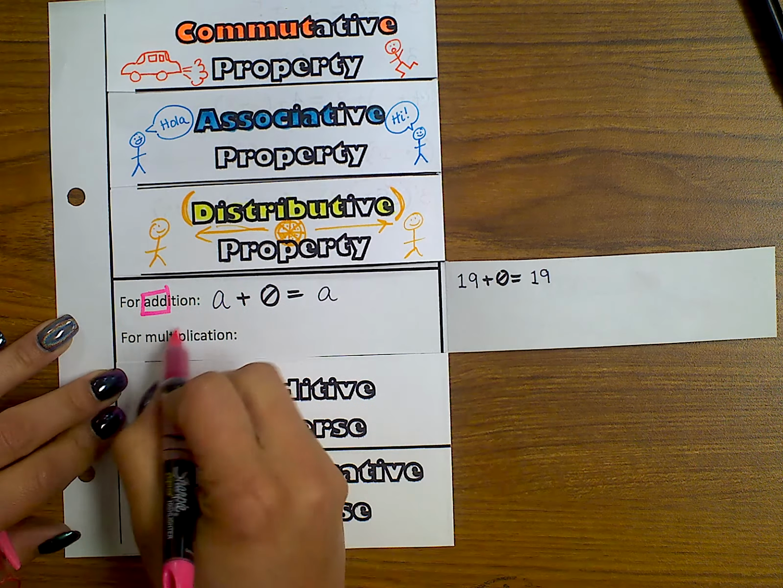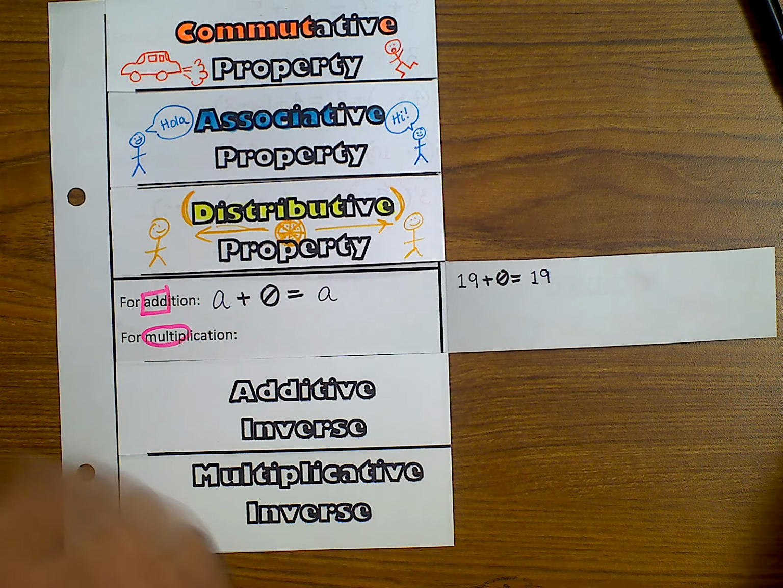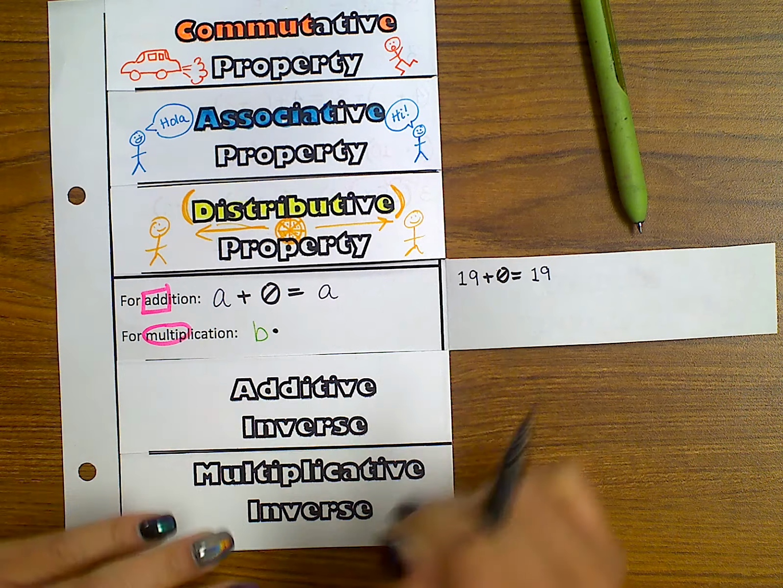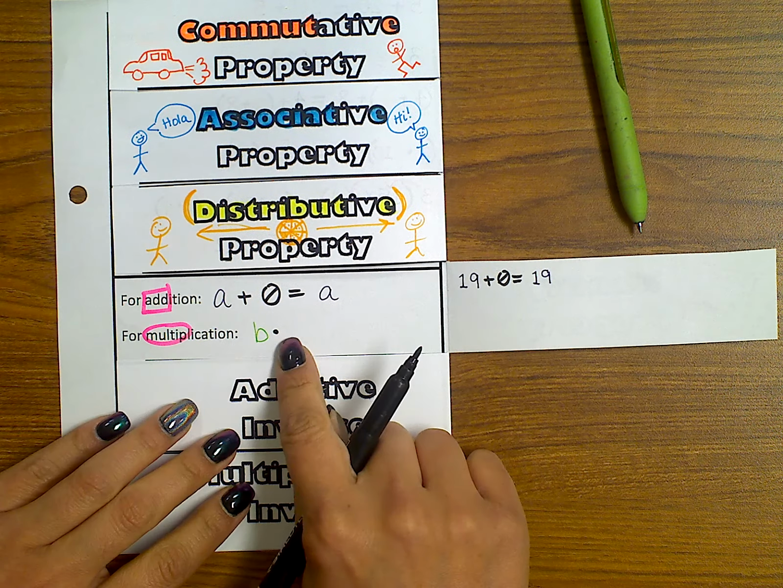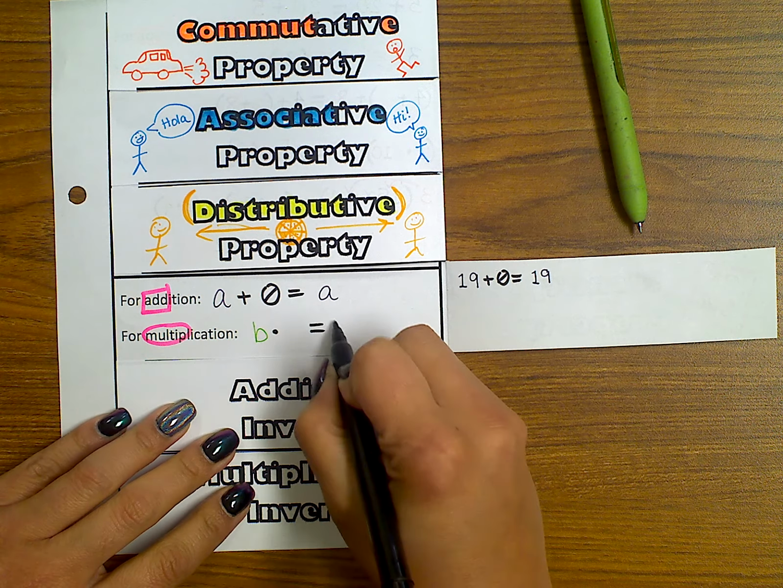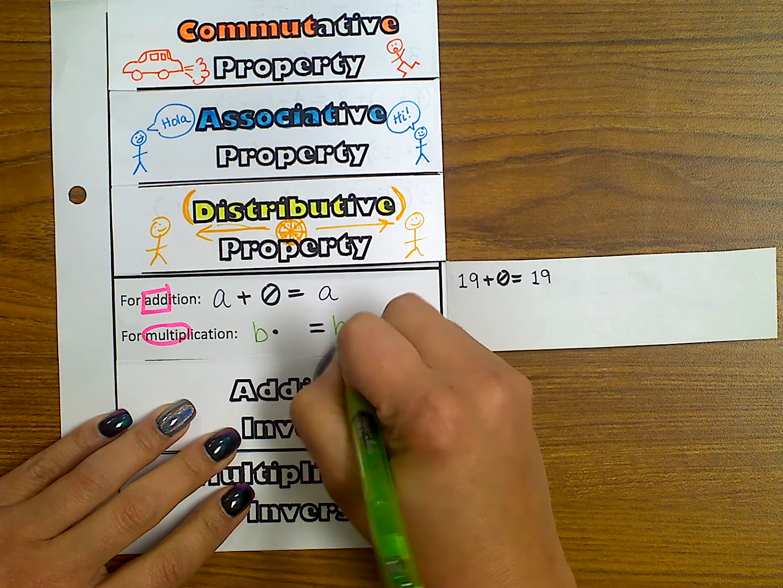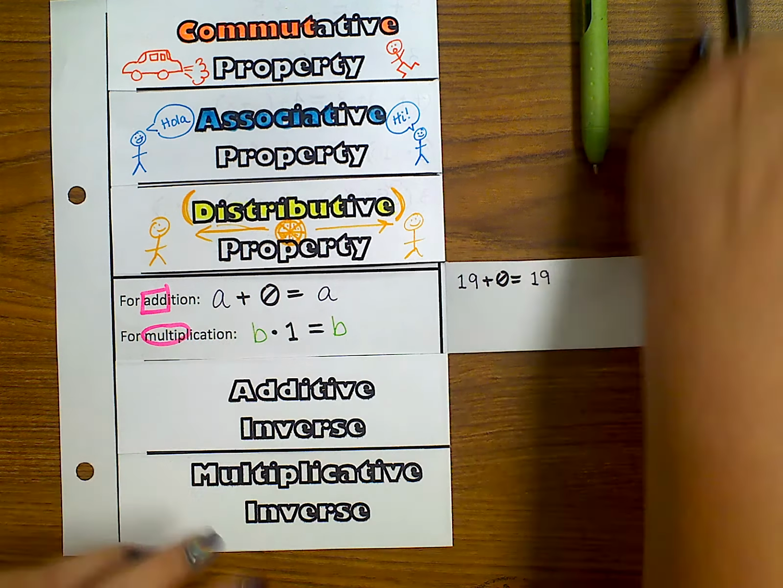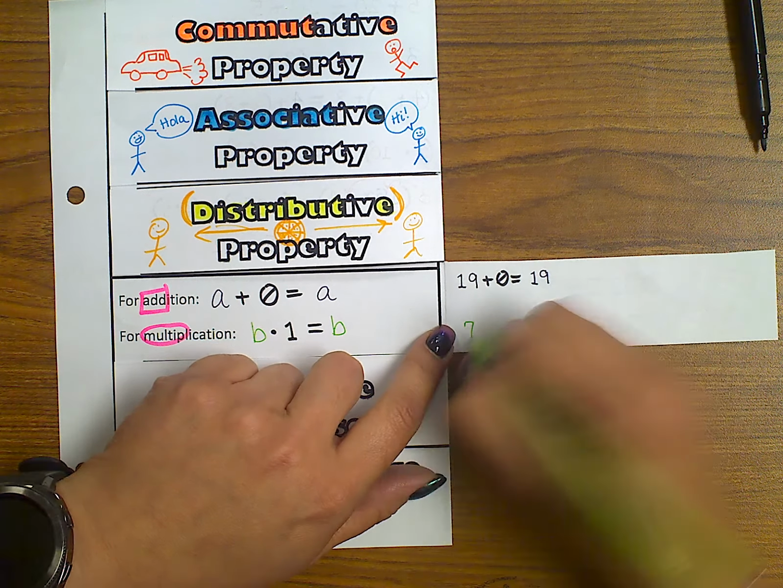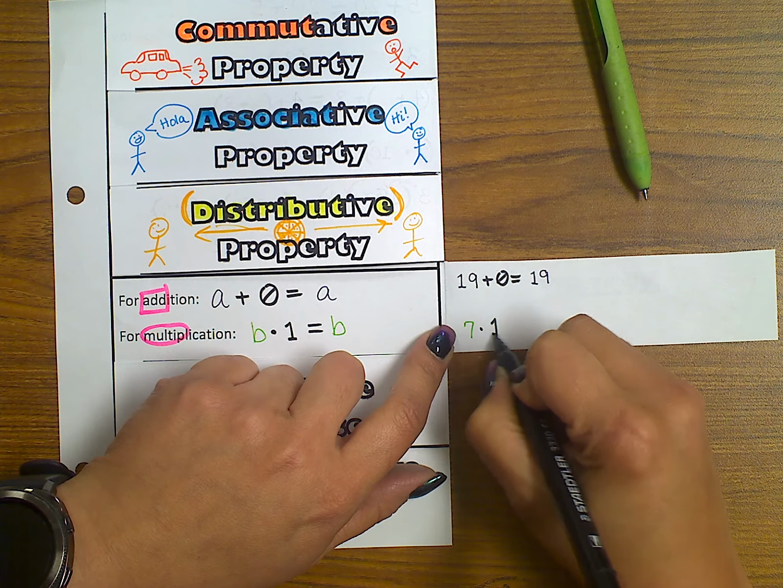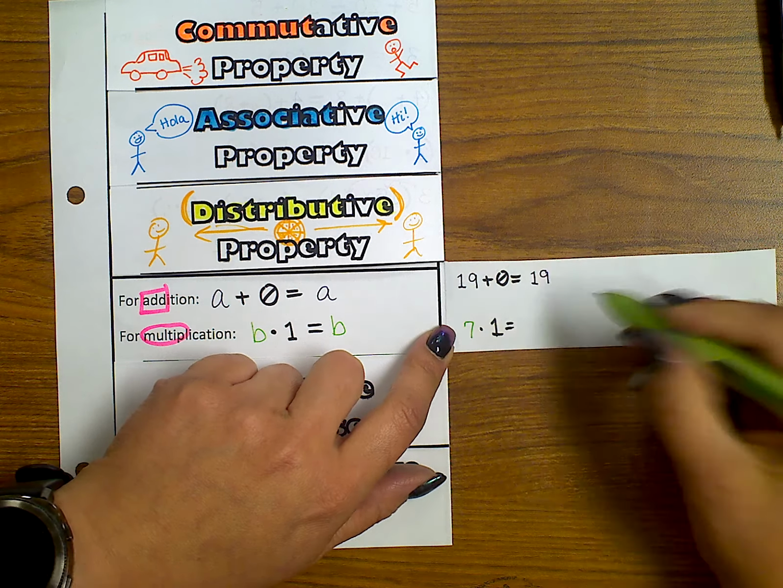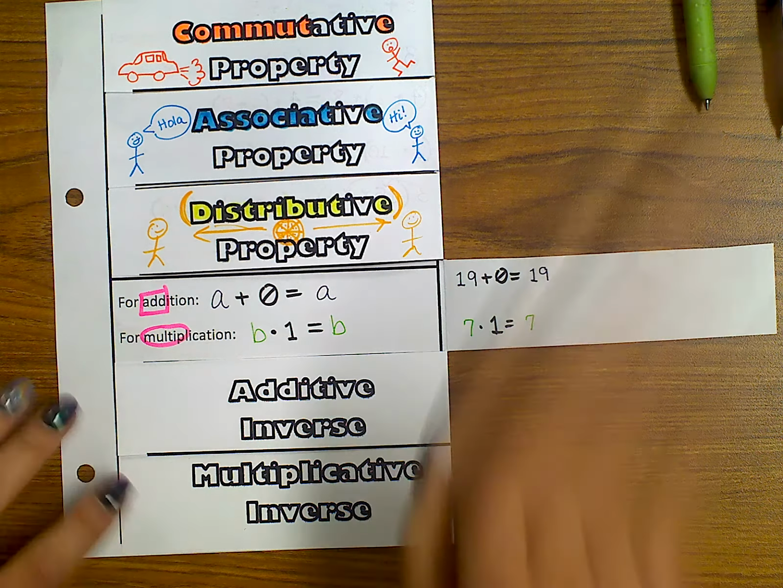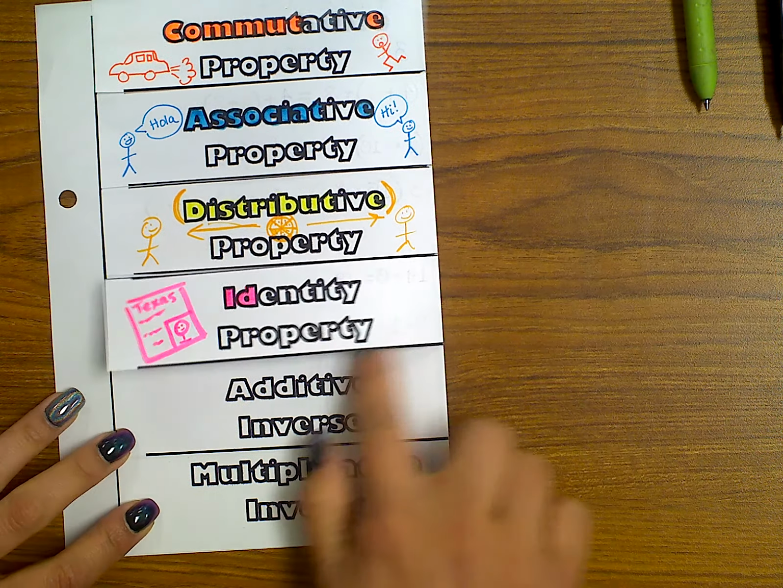Okay, let's go ahead and do identity property on multiplication. Sorry. With that one, I'm going to say B times, now, what could I possibly multiply this by to be able to get the exact same thing out? B. It would be 1. Let's prove it. How about 7? What is 7 times 1? That gives me 7. Okay. Identity property is really simple.